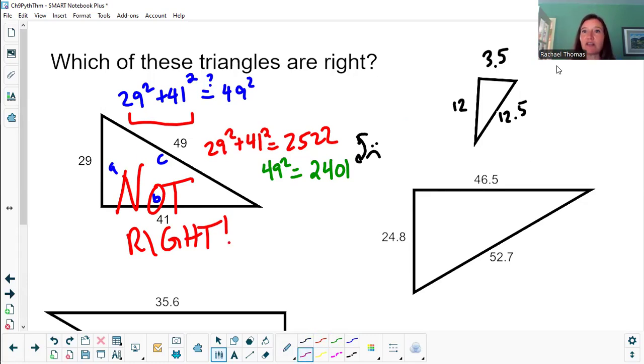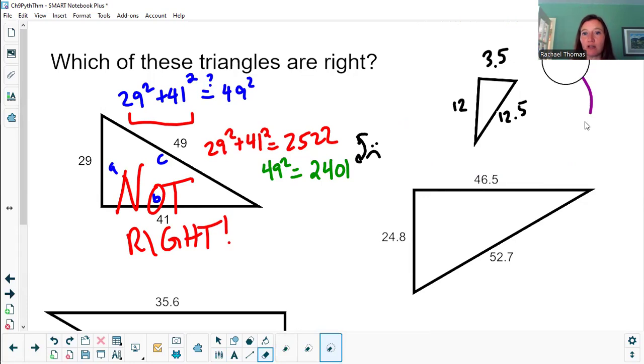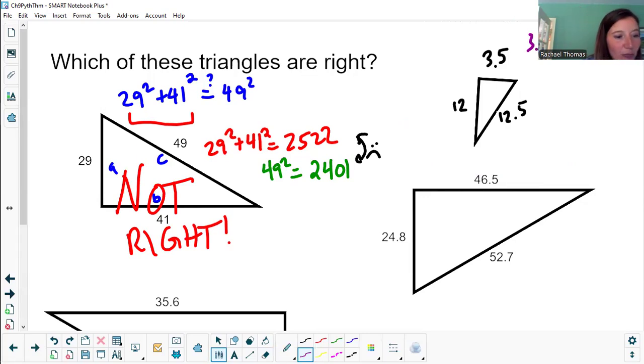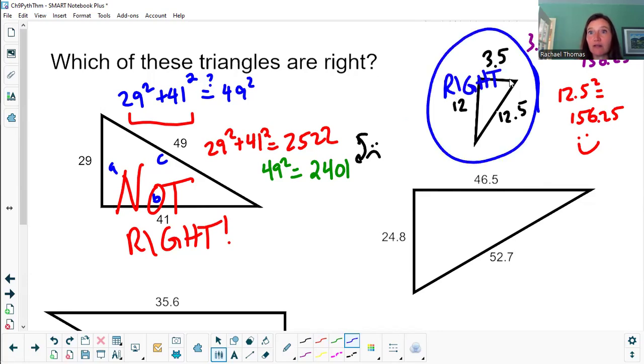Let's check one more. Let's just check this buddy up here. And again, I'm going to check the two smaller sides and see if I square them and add them up, will they be equal to the largest side squared? 3.5 squared plus 12 squared. My calculator tells me that that is 156.25. 12.5 squared is also 156.25. Those are the same, and I can conclude that this is a right triangle. That's how we use the converse of the Pythagorean theorem.